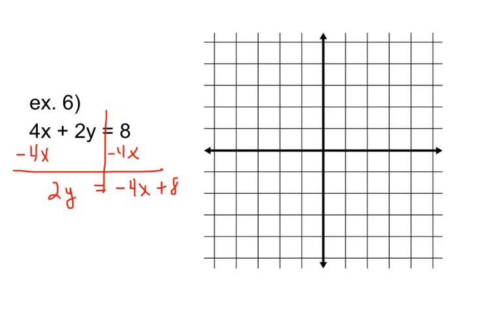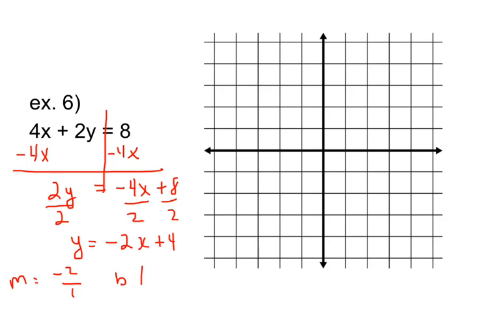Going back over to the side with the y, 2 is multiplying the y, so we're going to go ahead and divide both sides by 2. Both sides of the equation, everything in. So on the left-hand side, you have y equals, on the right, -4 divided by 2 is going to give you -2x, and then 8 divided by 4 is +4. So your slope is -2 over 1, and your y-intercept is 0, 4.